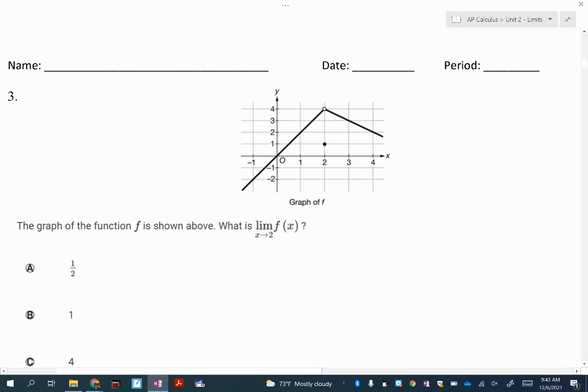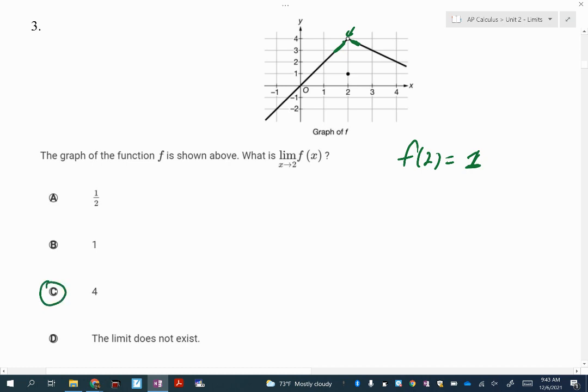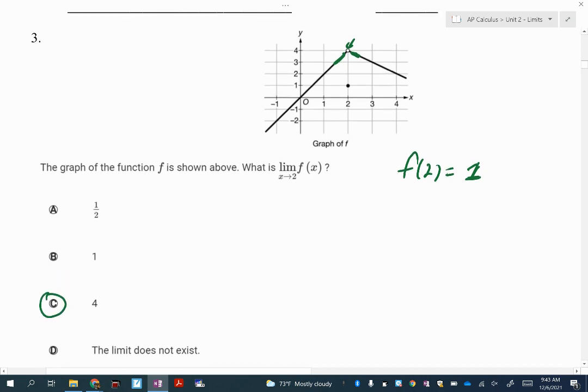So even though f of 2 is actually positive 1, because there is a removable discontinuity there, a hole, the limit as x approaches 2, as I'm approaching from the left and the right, is actually approaching that y value of 4. So the answer is 4, even though f of 2 is a different value. Okay, that's something we talked about many times before. So 3 is C.